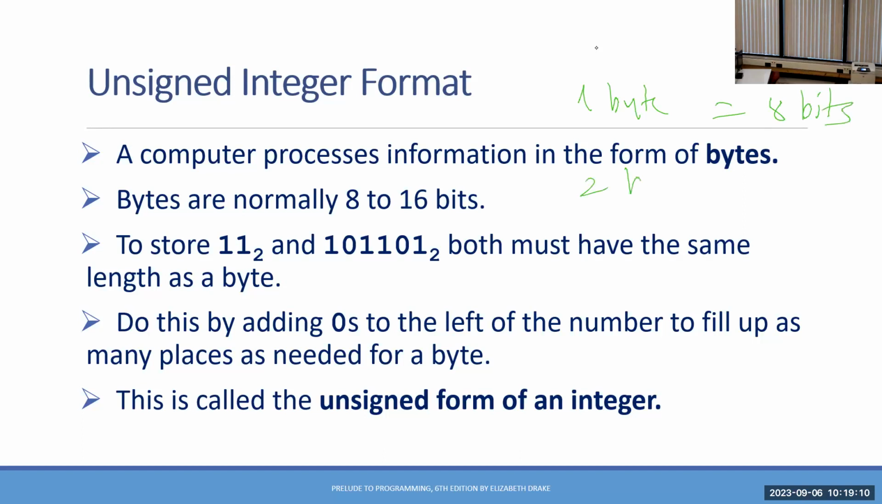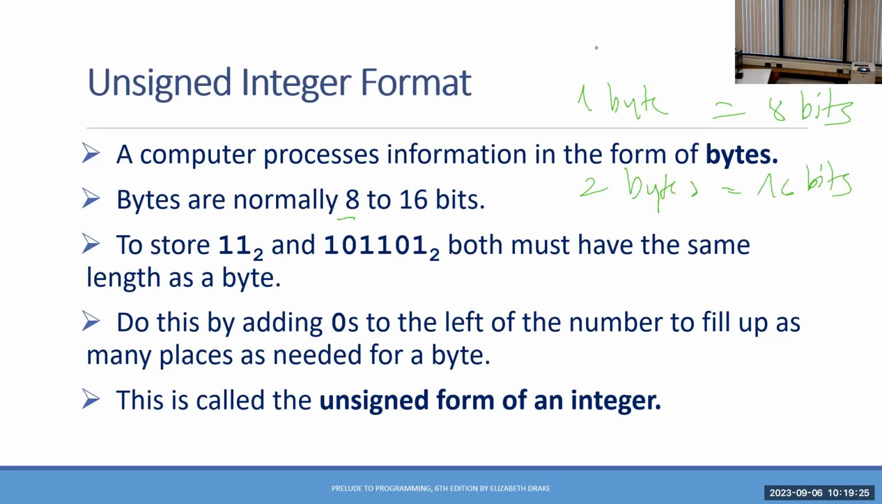And you have 2 bytes, you have 16 bits, and so on. Now, binary in the group of 8 here, right? So see what happened here.